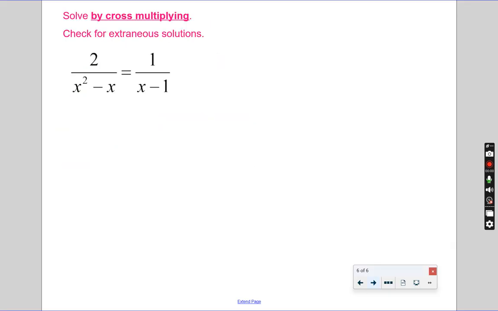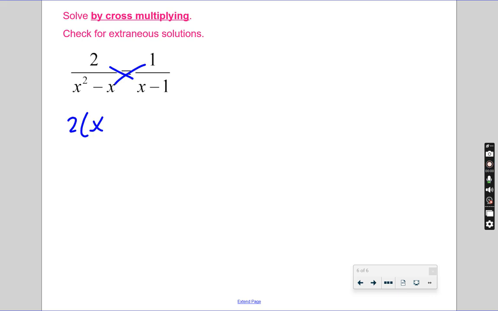Okay, last one. All right, this one's slightly different than the other ones because we just have fraction equals a fraction. The other one had fraction plus fraction equals fraction, or fraction minus fraction equals fraction. If you just have fraction equals fraction, you remember how to cross multiply? You can do that. It's the same thing. You'll end up with the same answer either way you do it. So I'm going to cross multiply.